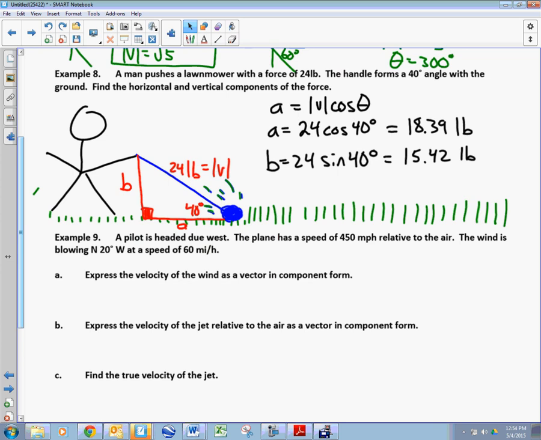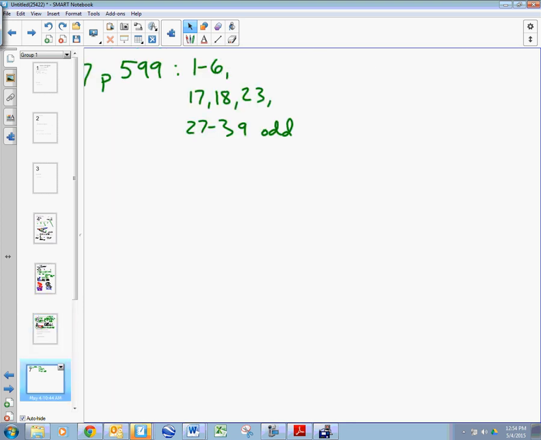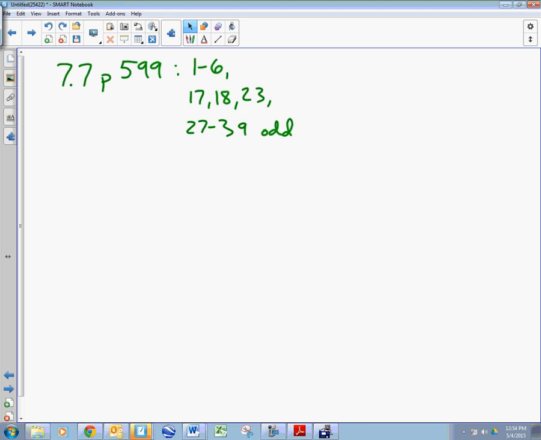There you go. Your assignment. And I'll also make sure you have a study guide for tomorrow. Page 599, numbers 1 through 6, 17, 18, 23, and then 27 through 39, the odd. We have 10 minutes to work on it in class. Go.